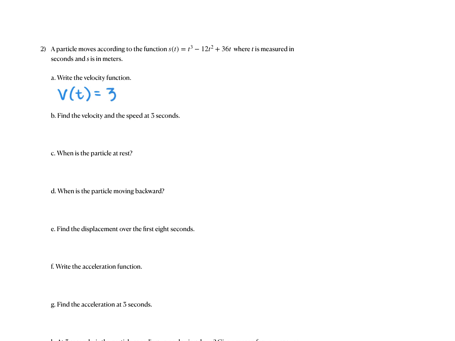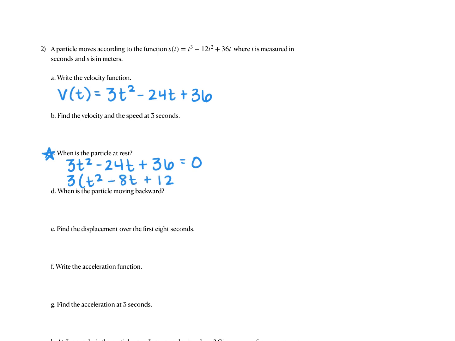So 3t squared minus 24t plus 36. And then I'm going to hop down here for when is the particle at rest, and I'm going to set my velocity equal to 0. I'm going to pull the 3 out. And then I'm going to factor.